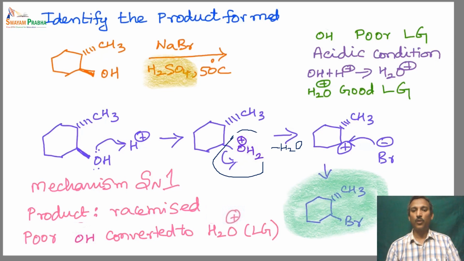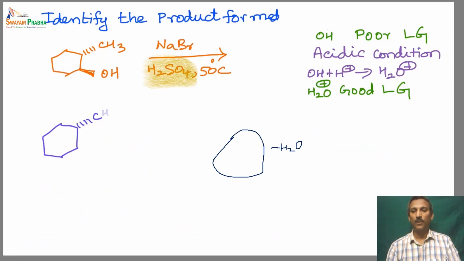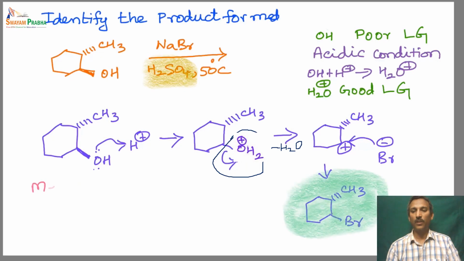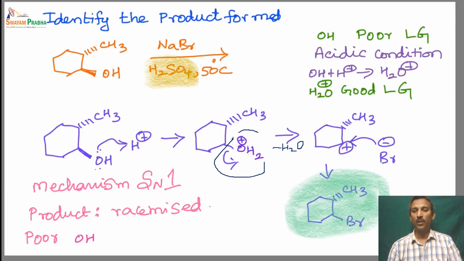The water molecule is lost in this particular step, so that leads to a carbocation. A carbocation is generated on this particular carbon. Now this can be attacked by the bromide ion, so we end up with this particular product. Even though we had a hydroxyl which is pointing upwards, in the final product we have a bromide.